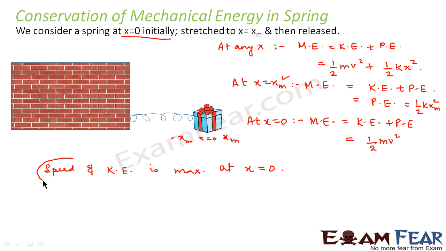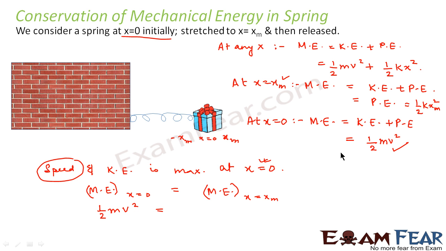Now what is the value of this maximum speed? We can calculate the value of this maximum speed also. How? Since energy is conserved at all the places, we can say that the mechanical energy at x is equal to 0 should be equal to the mechanical energy at x is equal to xm, right? So what is the mechanical energy at x equal to 0? It is half mv square. And what is the mechanical energy at x equal to xm? It is half kxm square. So half gets cancelled.